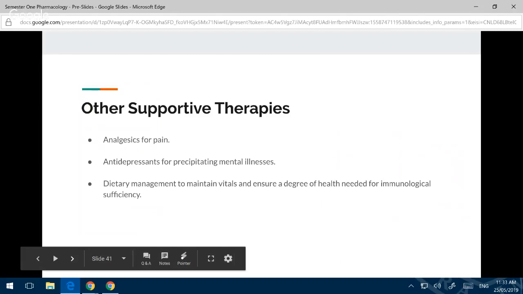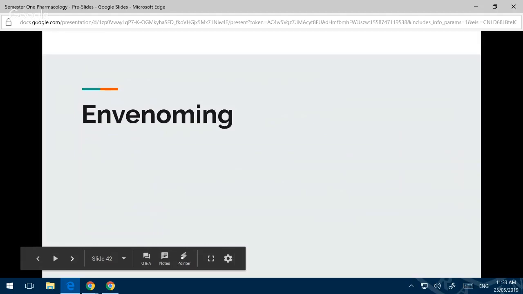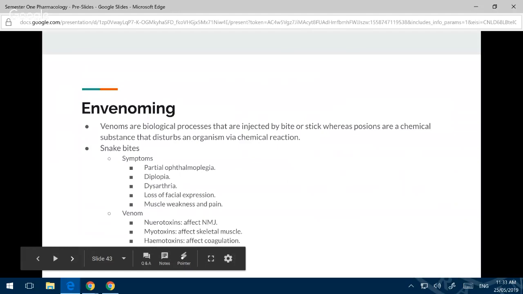Okay, envenoming. I think last year we had an active learning session on this. It was just one. It's quite simple. You will already be familiar that venoms are just biological substances that are injected or bitten into a person. So poisons are a chemical substance that disturb an organism by a chemical reaction. I think last year we discussed snake bites, so this is what I've included here.